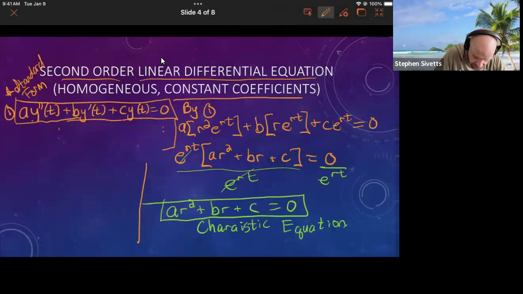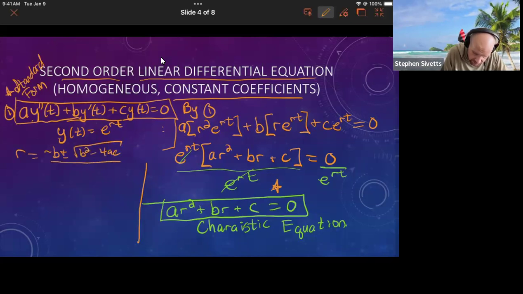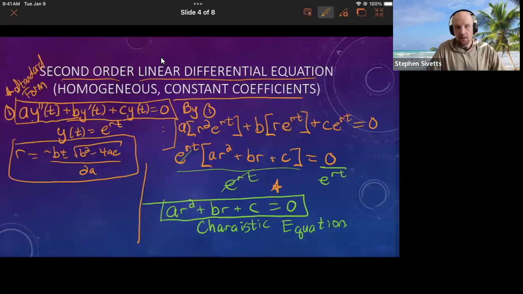So we're assuming that y of t looks like this function, e to the rt. Now there are going to be 3 cases for what r equals. To solve for r, just use the quadratic formula. So r is equal to minus b plus or minus the square root of b squared minus 4ac over 2a, the quadratic formula that everyone knows and loves. This quadratic formula will give us the number of solutions and what type of solutions they look like.